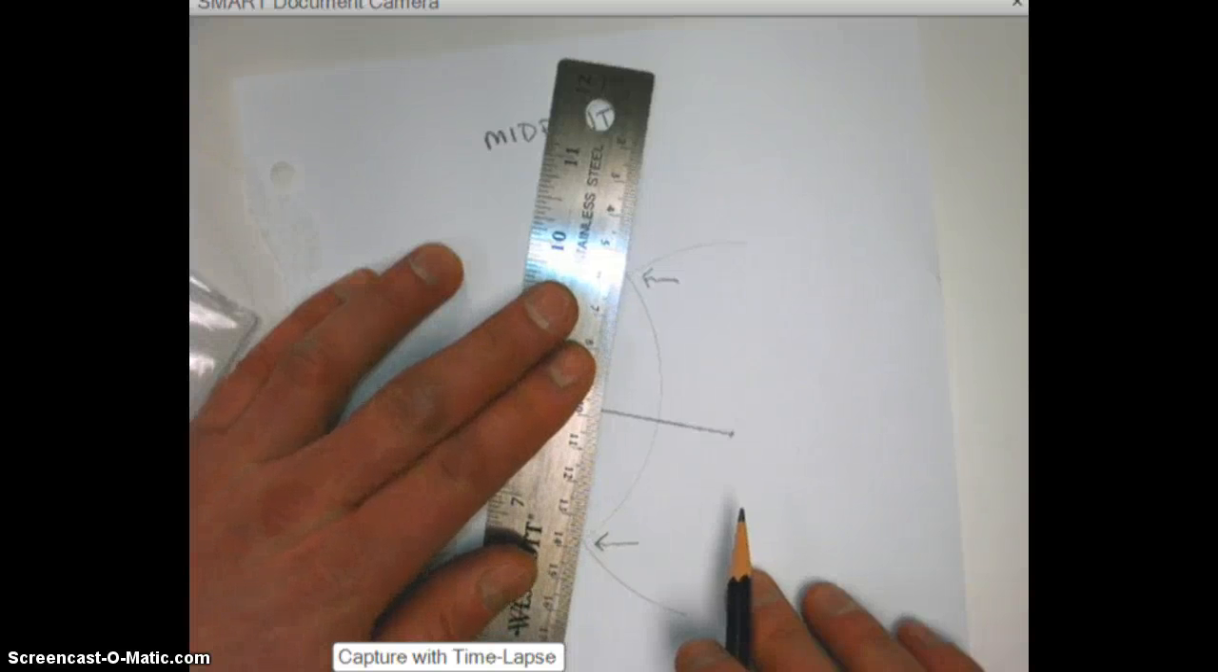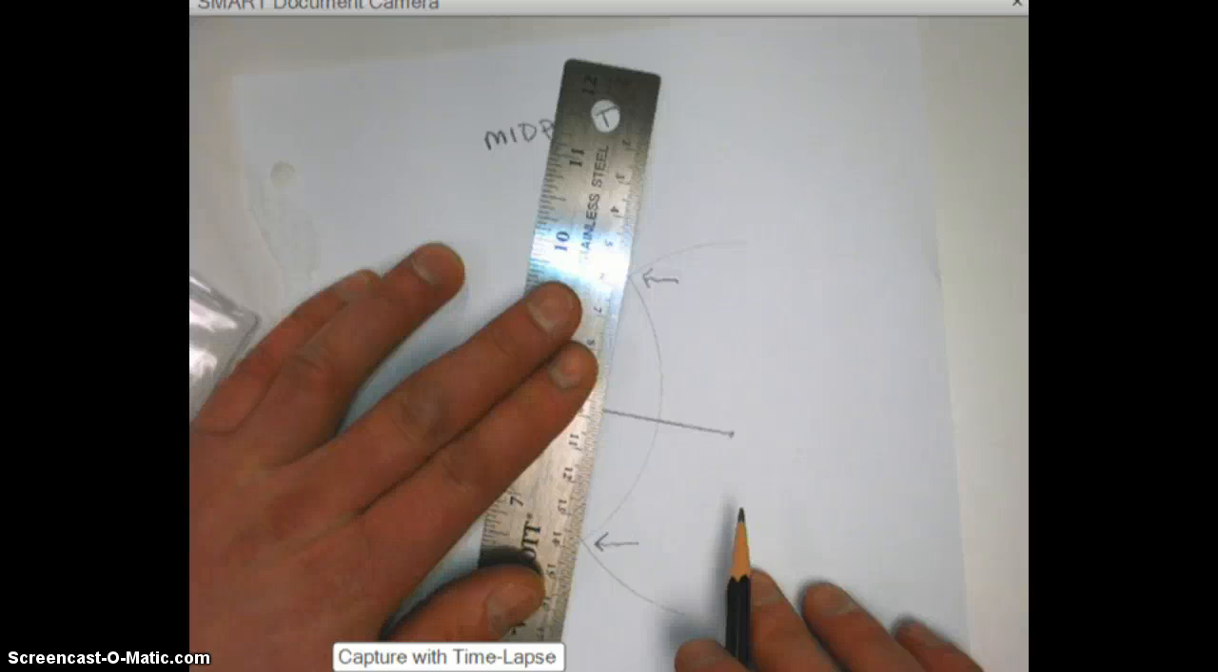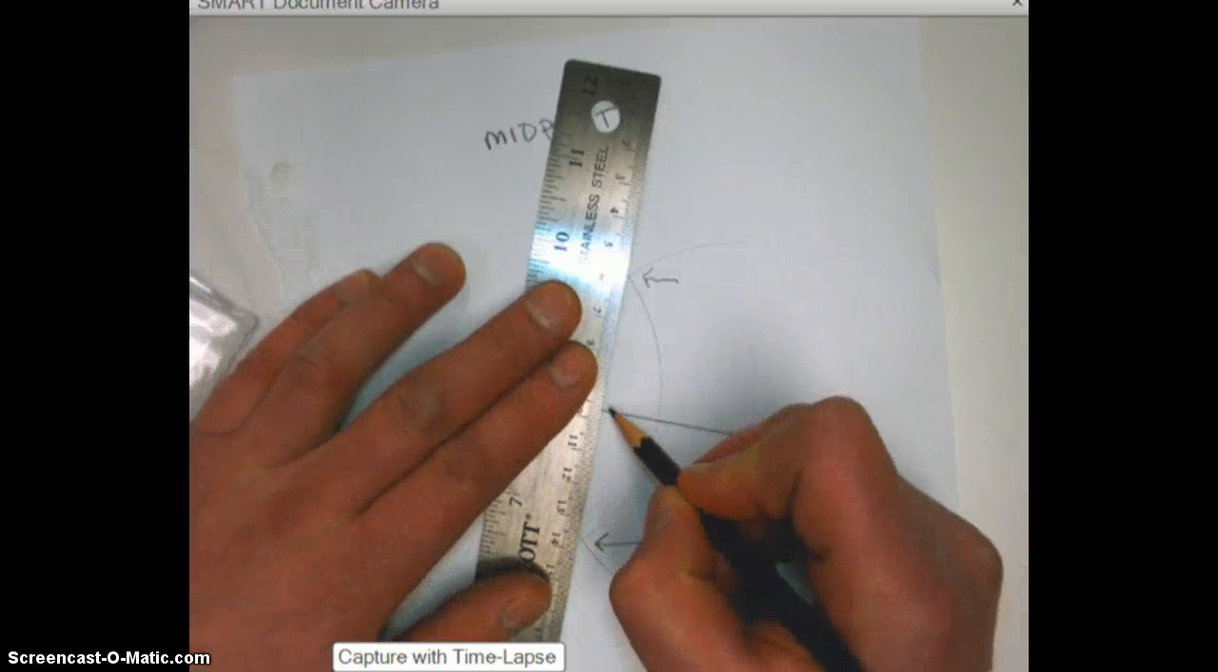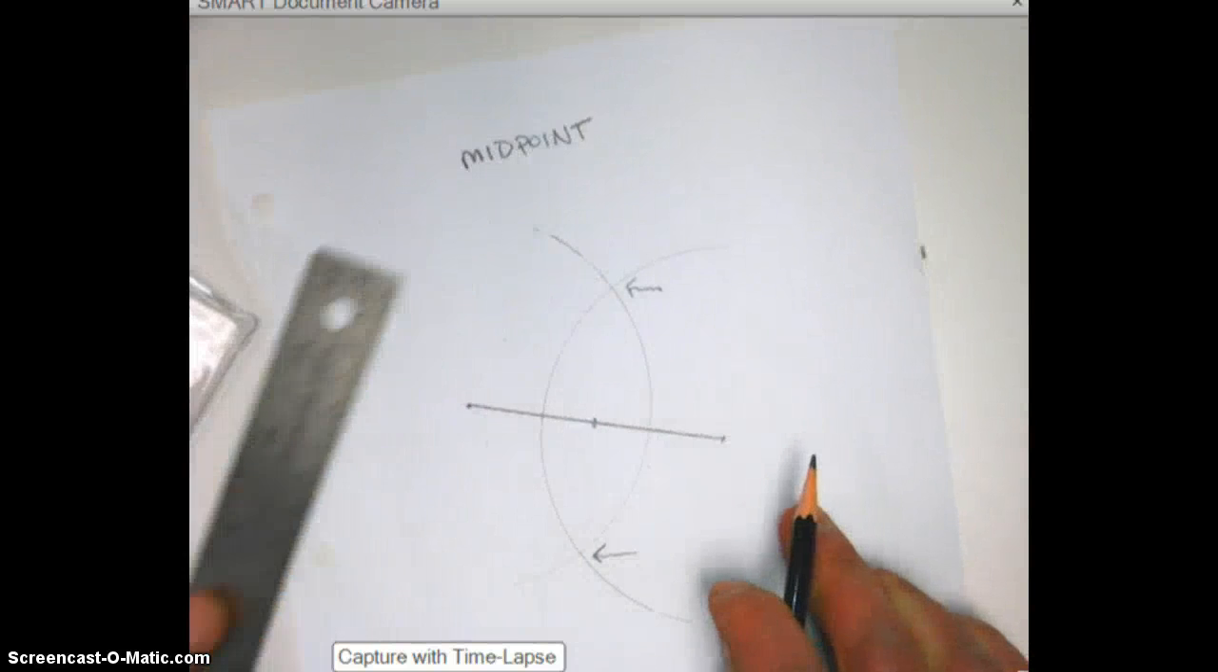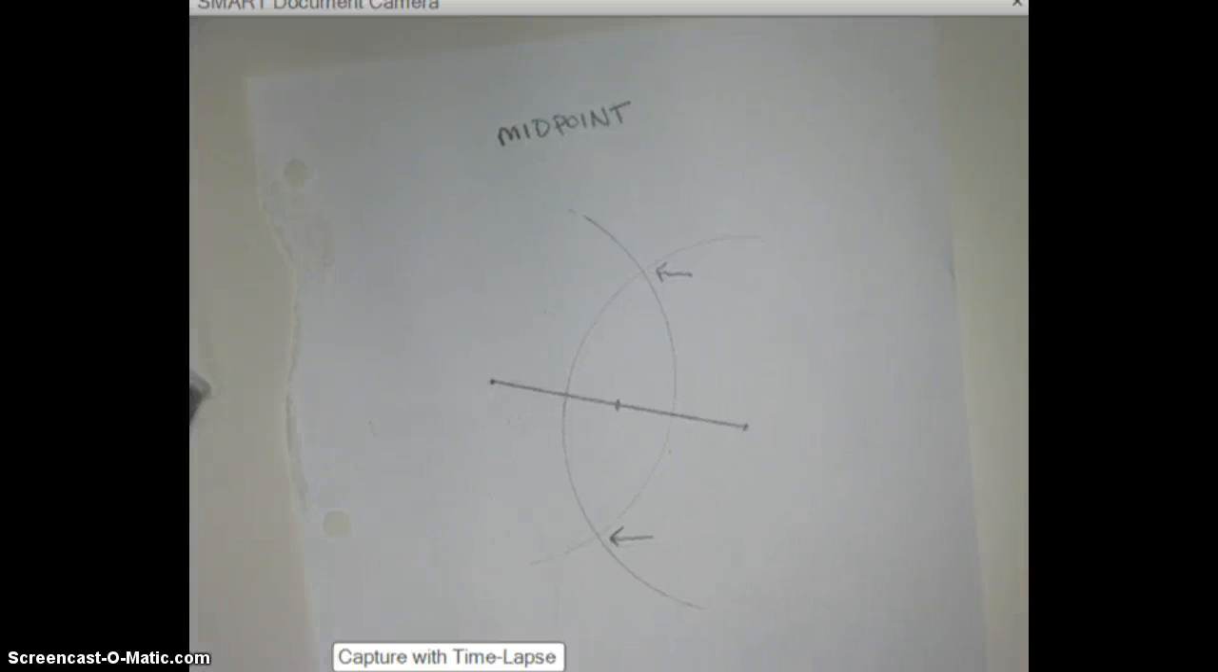Since we're only making the midpoint, you don't actually want to draw a line. You just want to put your pencil point right at the place where the ruler crosses your original segment and make a little mark there. Now when you remove the ruler, that should be your midpoint.